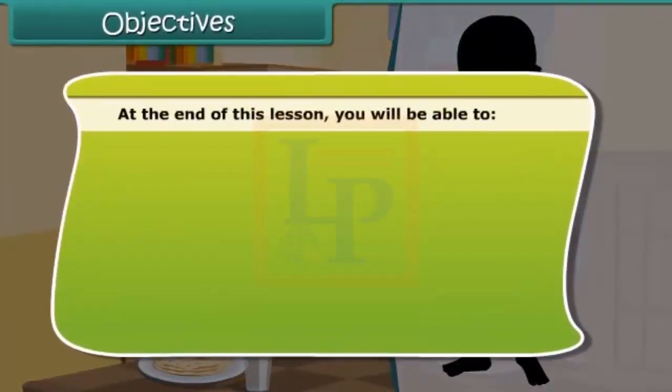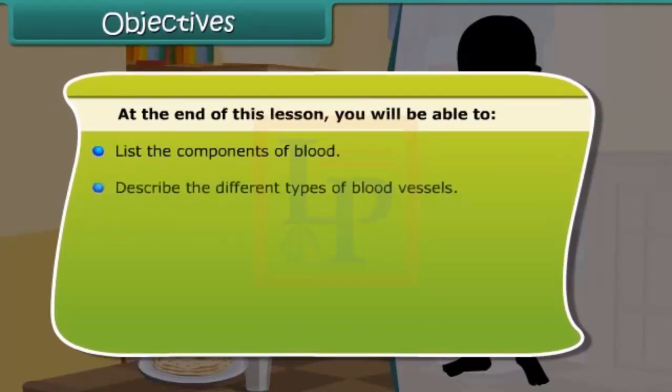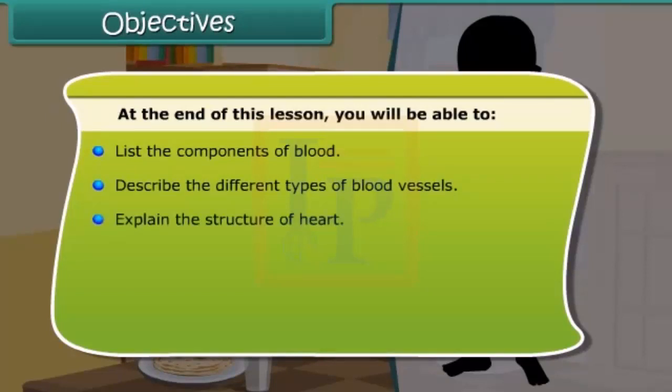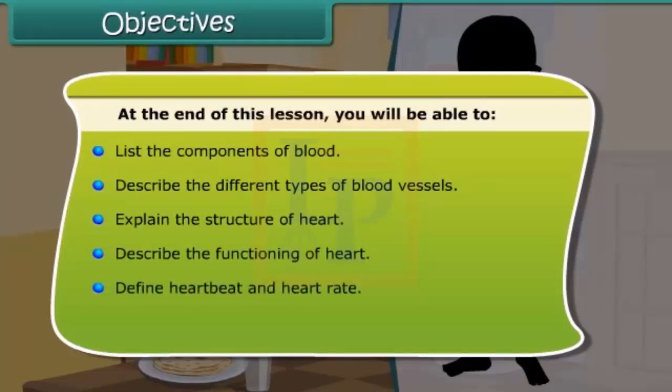Objectives. At the end of this lesson, you'll be able to list the components of blood, describe the different types of blood vessels, explain the structure of the heart, describe the functioning of the heart, define heartbeat and heart rate, and understand the functioning of the excretory system.